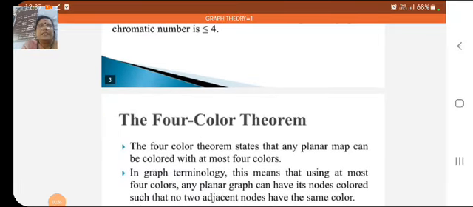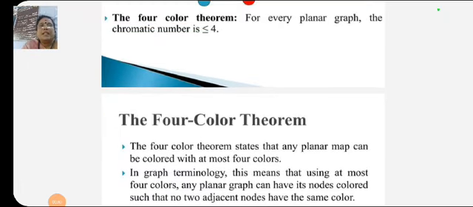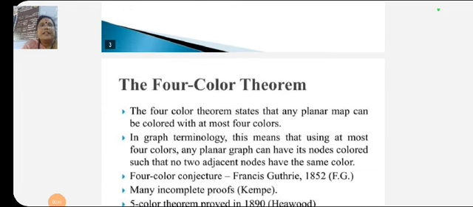The four color theorem states that any planar map can be colored with at most 4 colors. In graph terminology, this means that we use at most 4 colors. Any planar graph can have its nodes colored such that no two adjacent nodes are the same color.